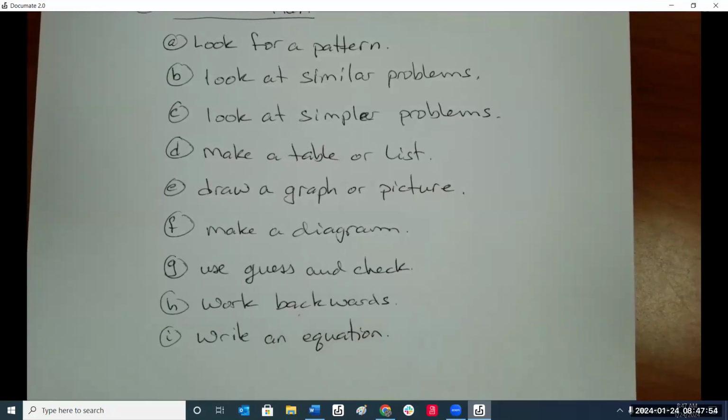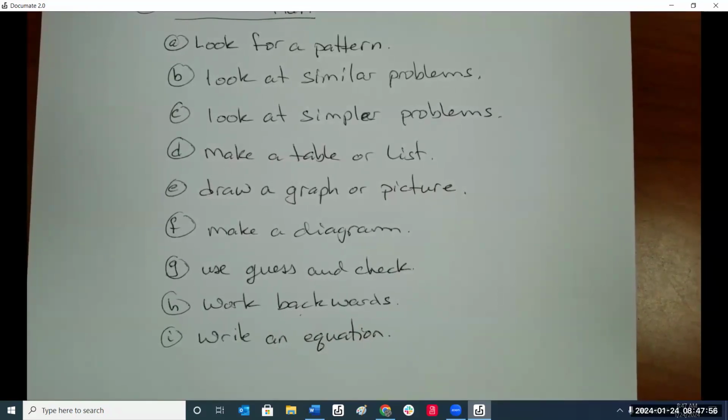Work backwards. You ever hear the term reverse engineering? Reverse engineering is just that: I get to the solution, and I work backwards. How do I know what I need to get to? How do I get to it? Let's break that up into smaller pieces.